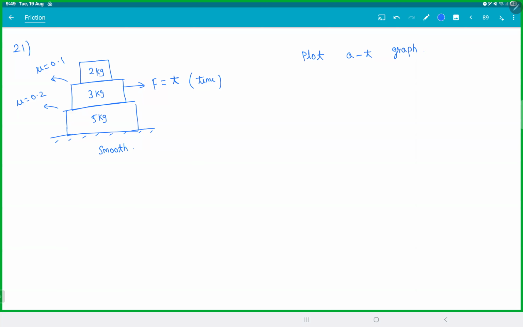So in this case, there are only 3 possibilities. All are going together, or any one block is slipping, or 2 blocks are slipping. There is no case where the system will be at rest. If you had kept friction on the ground, then that also would have been a possibility.